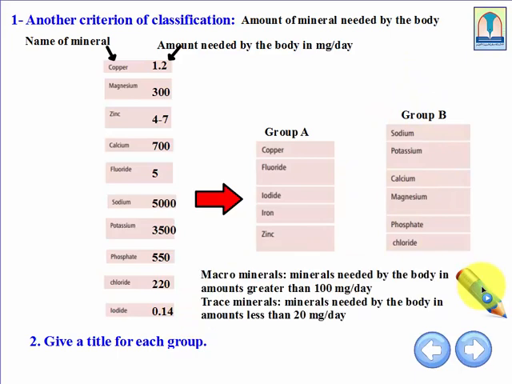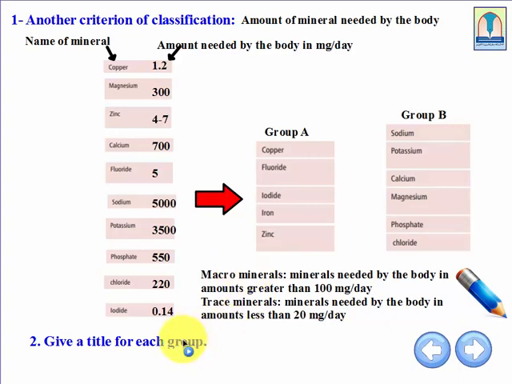So, if we have as a given that macro minerals are the minerals needed by the body in amounts greater than 100 mg per day, and trace minerals are the minerals needed by the body in amounts less than 20 mg per day, how can we give a title for each group?